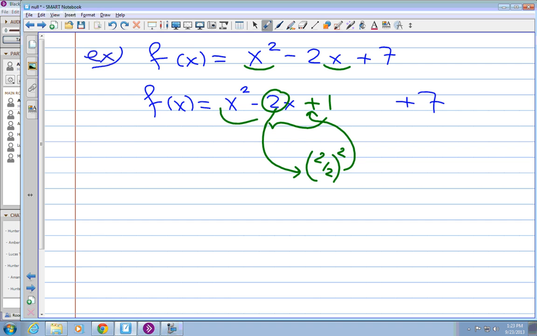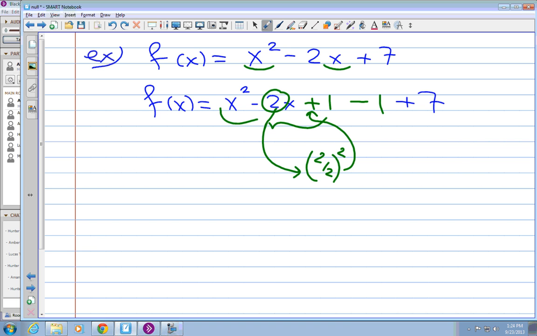If this was an equation, you would have to add 1 to the other side of the equation, right? But it's not an equation. You do not have another side of the equation. So if you add 1 and you want to keep the function the same, you have to subtract 1 at the same time. So I'm adding 1 and subtracting 1 at the same time, so I'm not changing the problem.